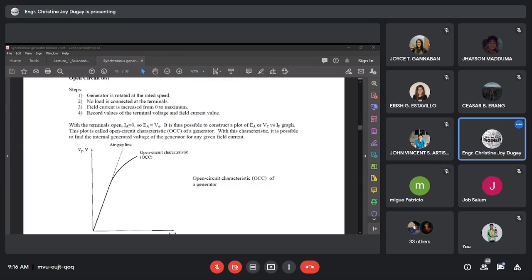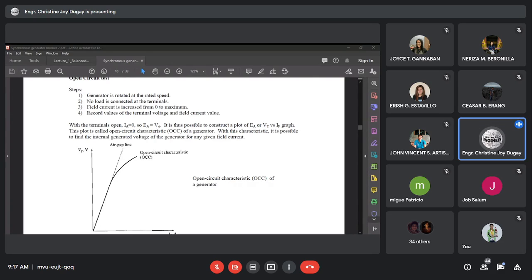Anyone? 1,800 po. Ayan, 1,800. You're going to use f is equal to Pn over 120. So 120 times 60 and then divide nyo siya by 4. So that is equal to 1,800. Tama po ba? Yes po. Okay, so that is the rated speed. Parang yun na yung ibig sabihin ng rated speed: if you calculate from that formula, yun na yung speed na gagamitin mo.